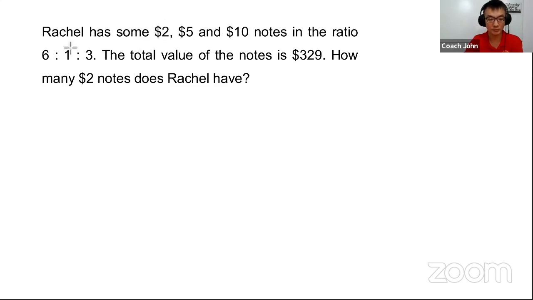Rachel has some $2, $5, and $10 notes in the ratio of 6:1:3. So let me just box this up and then box this up as well. And the total value of the notes is $329. So how many $2 notes does Rachel have?